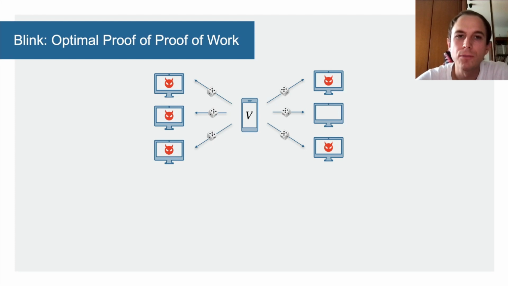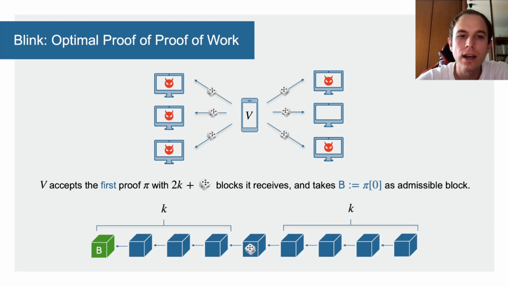And this is now where we come to our Blink construction. It works very similarly, and it uses exactly this idea of broadcasting this random transaction to the network and then waiting for a proof. The first proof we receive as a verifier, we accept it. But now the proof has to look like this. Instead of k+1 blocks, we now wait for 2k+1 blocks. The proof is k blocks, then a block containing the randomness, and then another k blocks.